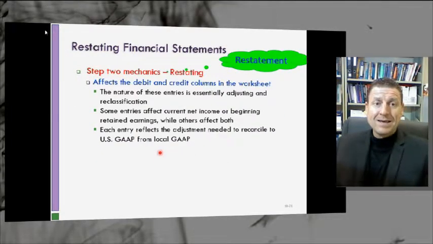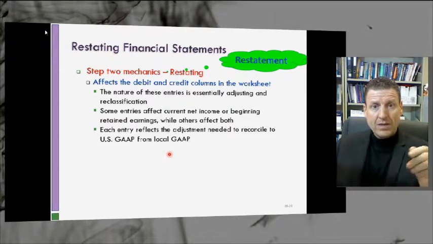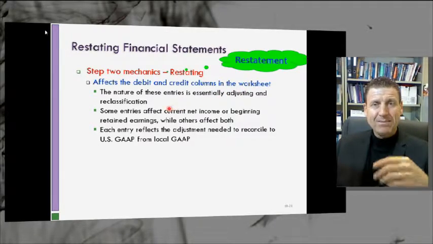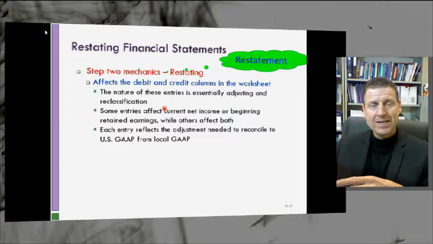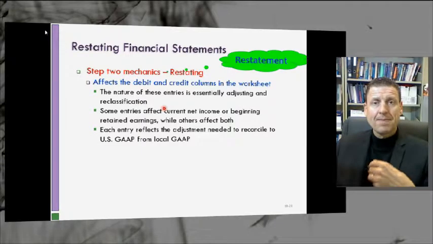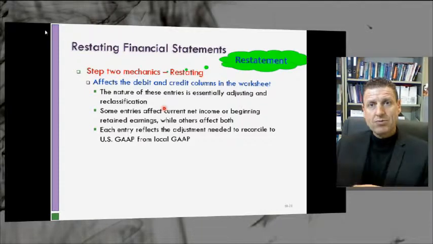Step two, the mechanics again. In the restating, we want to make clear in the debit and credit columns which amounts are actually being restated. Basically it's an adjusting and reclassification. For example, an income may be restated as a provision. So no longer is it an income, it now becomes a provision, a liability, for example, or an asset. Or an amortization may not be as much, and that affects an asset amount in the balance sheet.